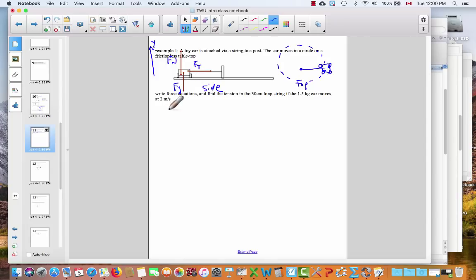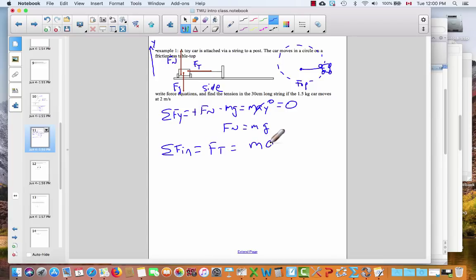So if we sum y forces to start with, then we've got normal force in the positive direction and gravity in the negative direction. And we've got a car that's not going up or down, so there's no y acceleration. In other words, normal force balances weight in this case. If we consider inwards forces, then the only inwards force is the tension force, and so that's got to equal the mass times the inwards acceleration. Now, some books will call the inwards direction the c direction, but I don't like to use that there.